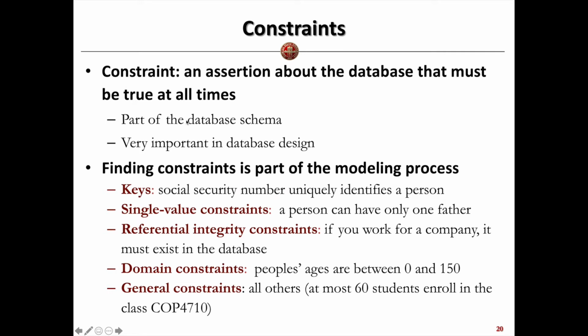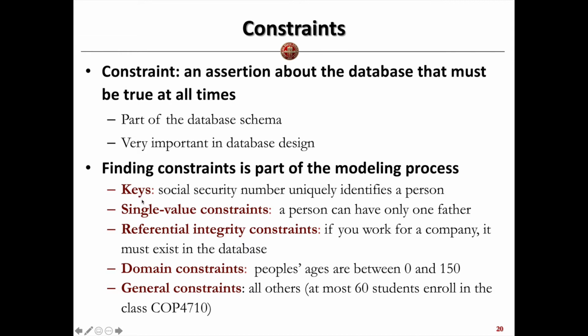The constraint can be part of the database schema, and it will be very important in the database design. According to our previous lecture, we remind you, whenever you join a relationship, ask yourself what the constraint on the relationship is: one-to-one, one-to-many, or many-to-many. Here we will cover more constraints. The first one will be keys.